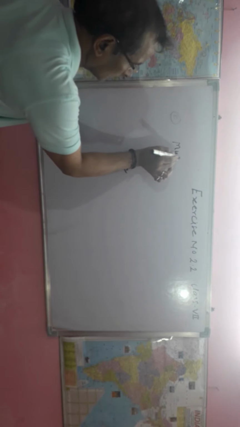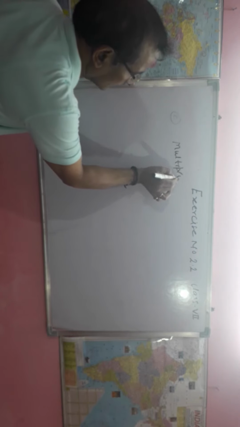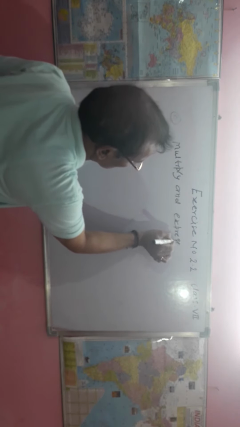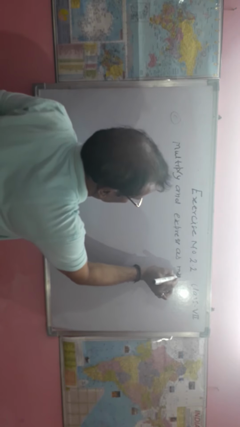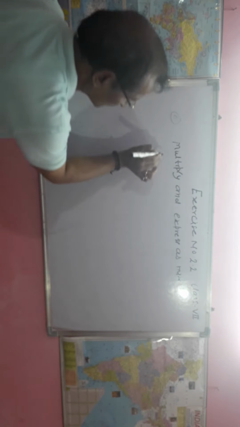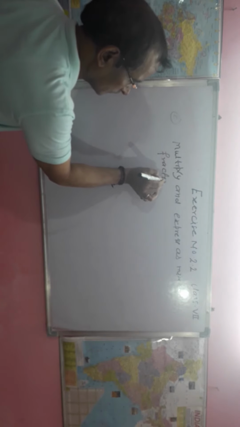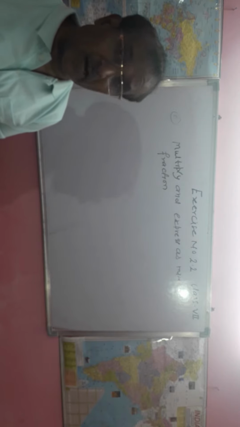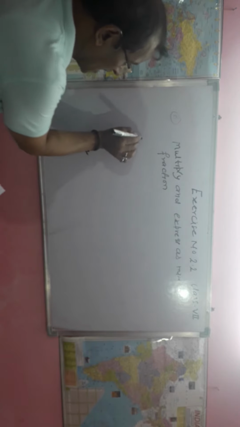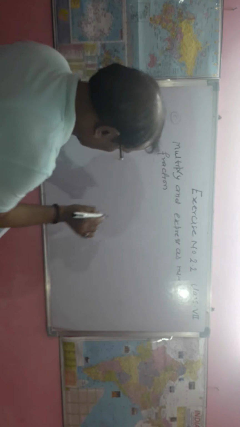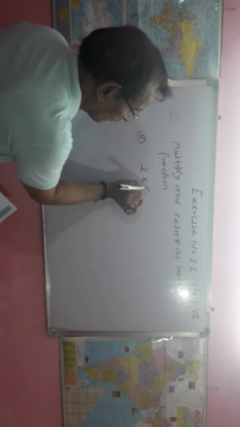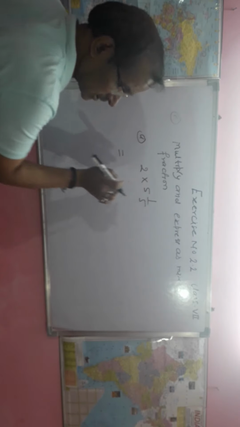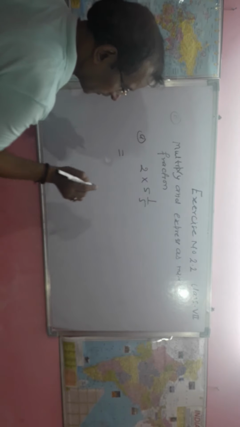Multiply and express as mixed fraction. Now we take some parts of this question. Now A part, 3 multiplied by 5 whole 1 upon 5. This mixed fraction is converted into an improper fraction.